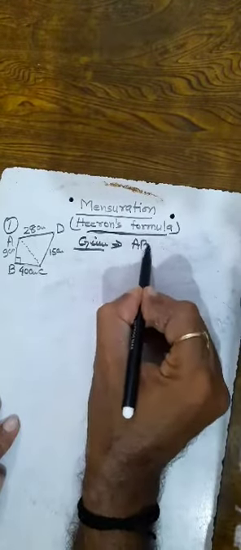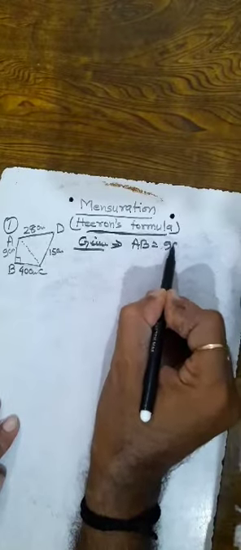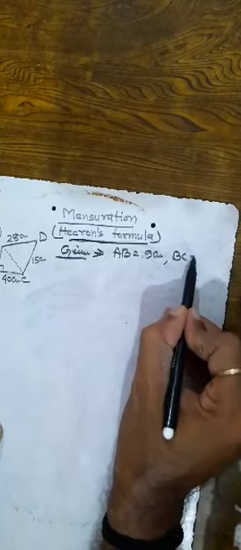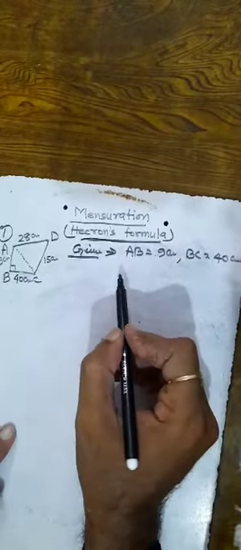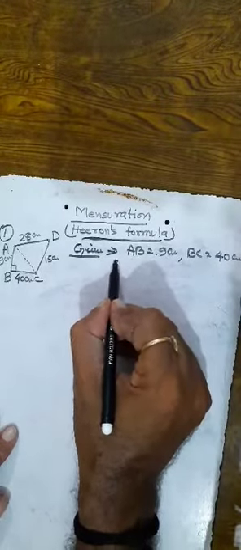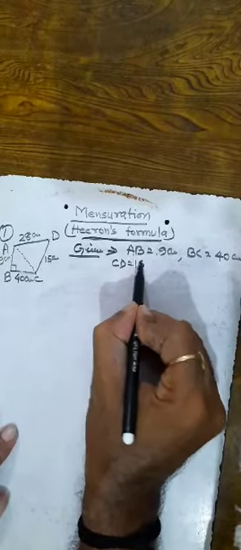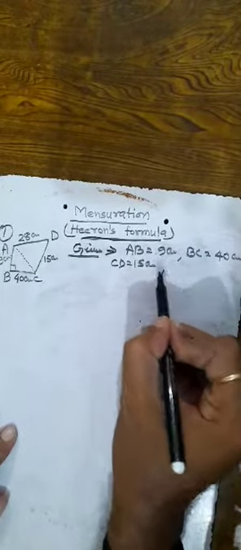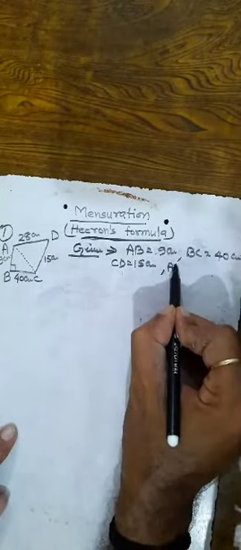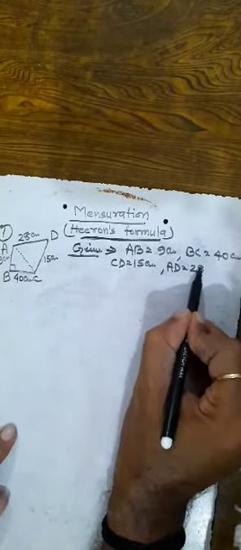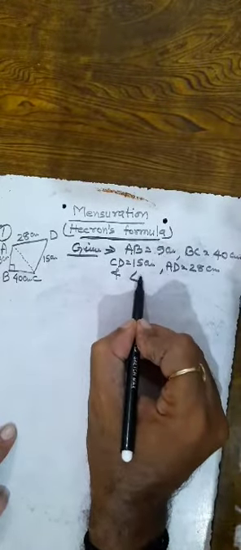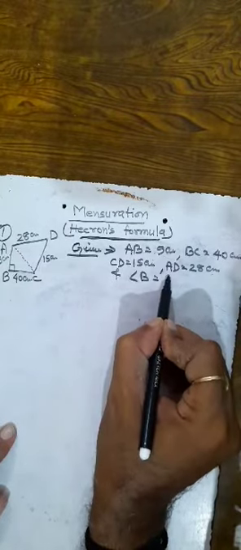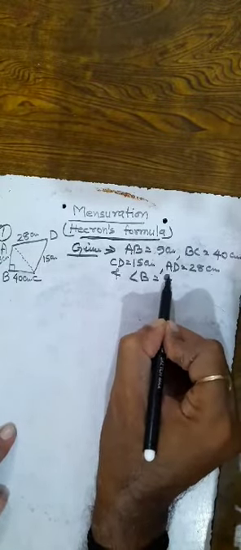AB is 9 centimeter, BC 40 centimeter, CD 15 centimeter, AD 28 centimeter, and angle B is equal to 90 degree.